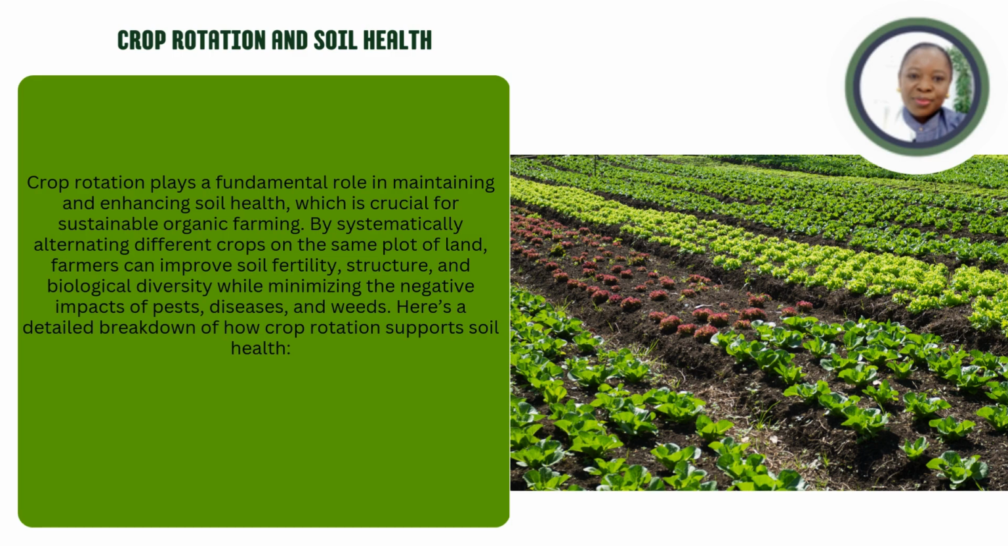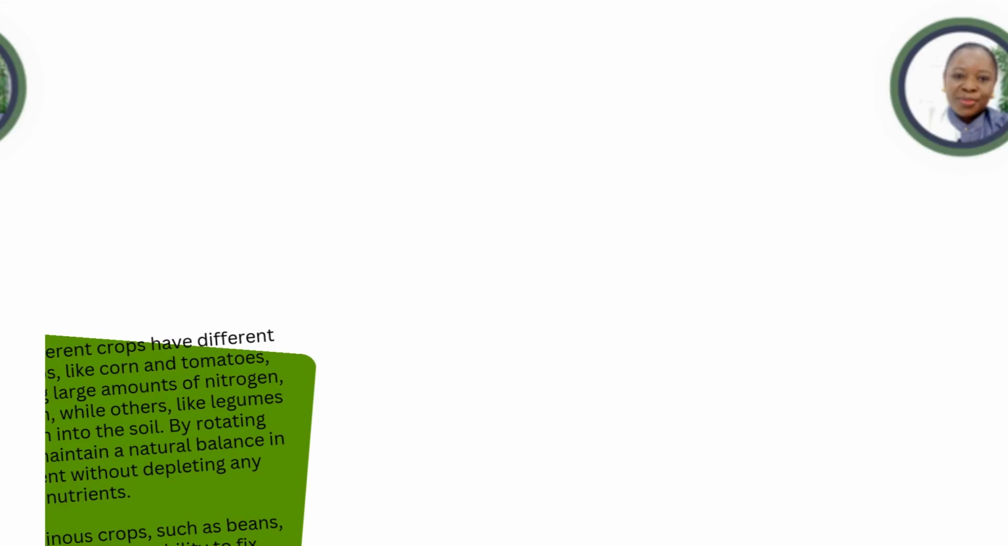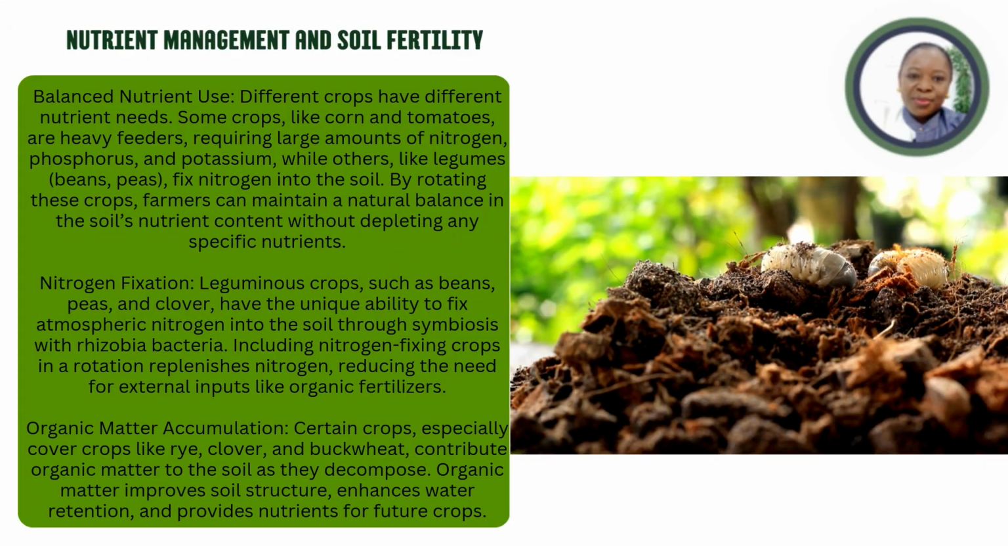Here's a detailed breakdown of how crop rotation supports soil health. Balanced nutrient use. Different crops have different nutrient needs. Some crops, like corn and tomato, are heavy feeders, requiring large amounts of nitrogen, phosphorus, and potassium, while others, like legumes, such as beans and peas, fix nitrogen into the soil. By rotating these crops, farmers can maintain a natural balance in the soil's nutrient content without depleting any specific nutrients.